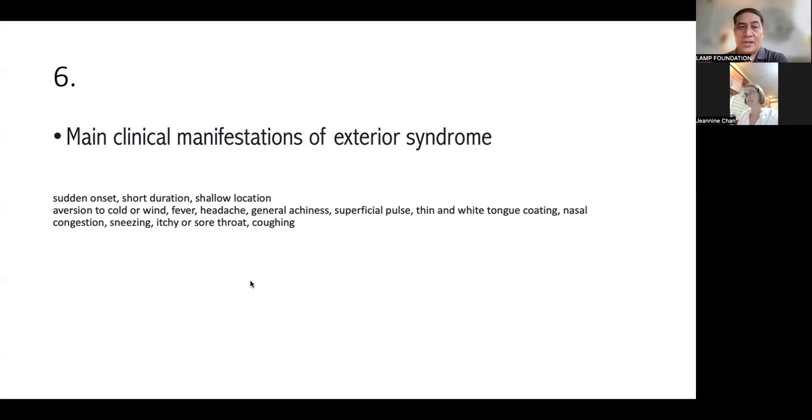There is nasal congestion. I think I can relate to that. Sneezing. Oh, I've been sneezing on the plane. Itchy or sore throat. Yeah, coughing.